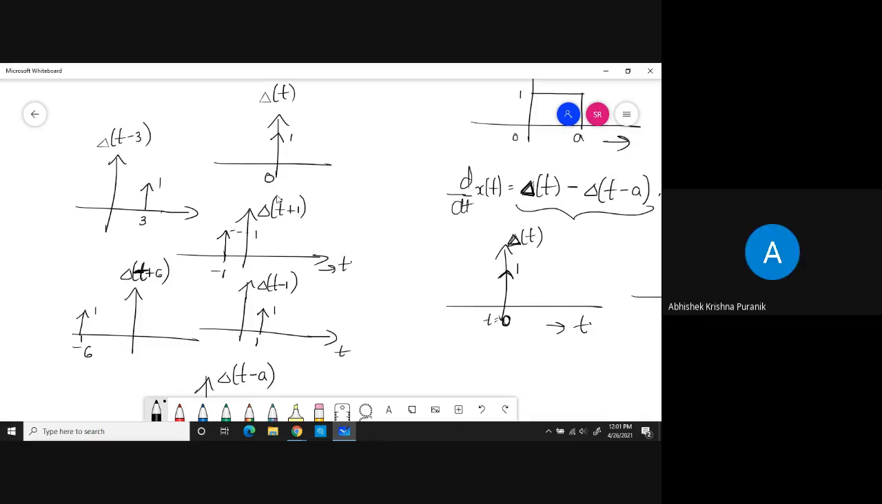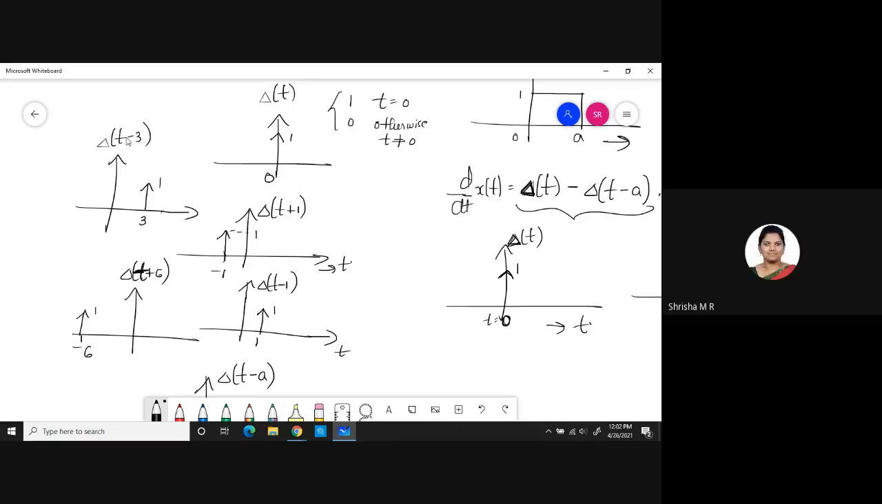Impulse signal, what's the definition of impulse signal? It is 1 at t equal to 0. It is 0 otherwise. Only at 0, the amplitude is 1. In other places, at any other time instance, it will be 0. Correct? This is the definition of impulse.